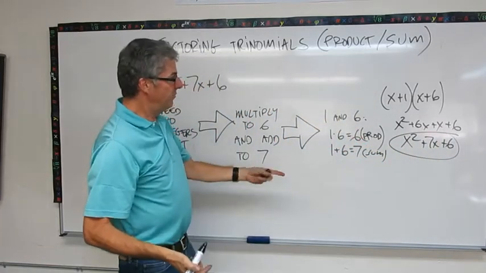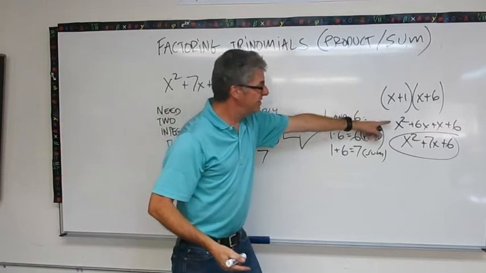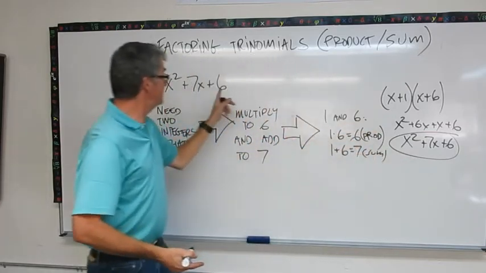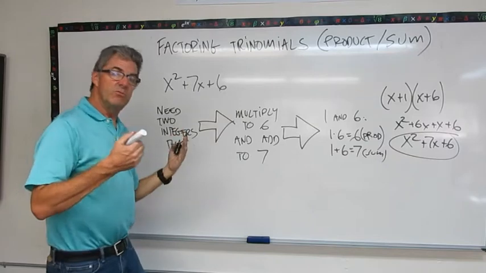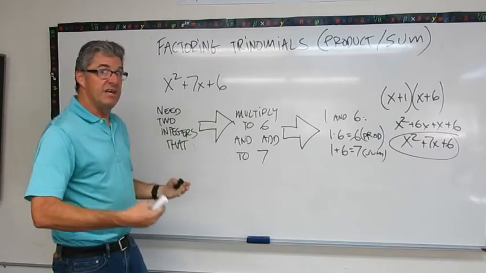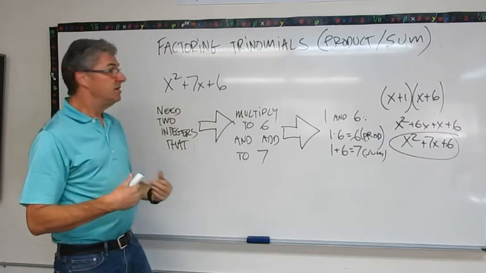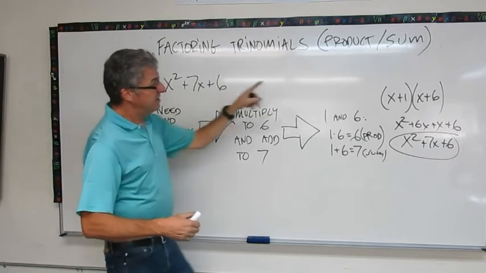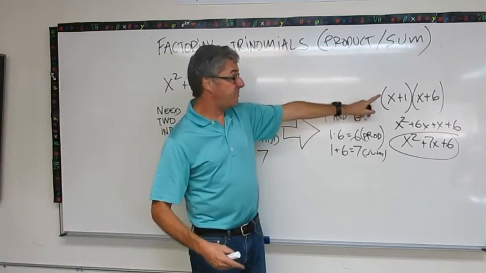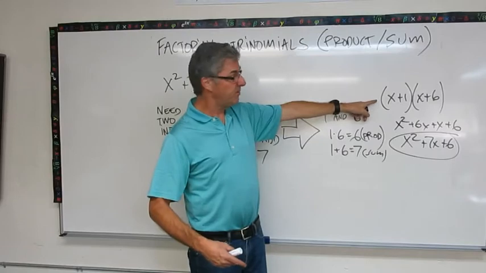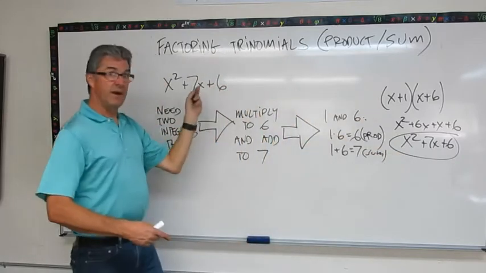Bammo, that worked. We just FOILed our factorized version, and we got back to where we started. So remember, factoring is reverse expansion. So we factored this expression, and we got to here. Now if I expand that expression, which is multiplying, I go back to there.